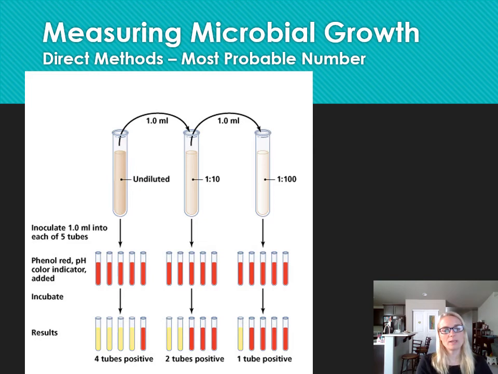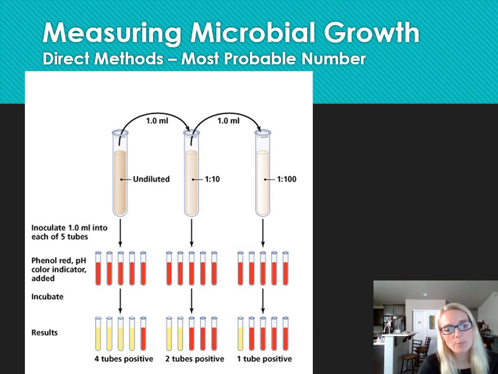Okay. This next one is called most probable number. In most probable number, you do some dilutions. You've got your undiluted tube, and then 1 to the 10th and 1 to the 100th, and into a phenol red. Phenol red is a broth media that changes color in acidic environments. You let your tubes incubate, and you do 5 tubes, probably 5 dilutions.